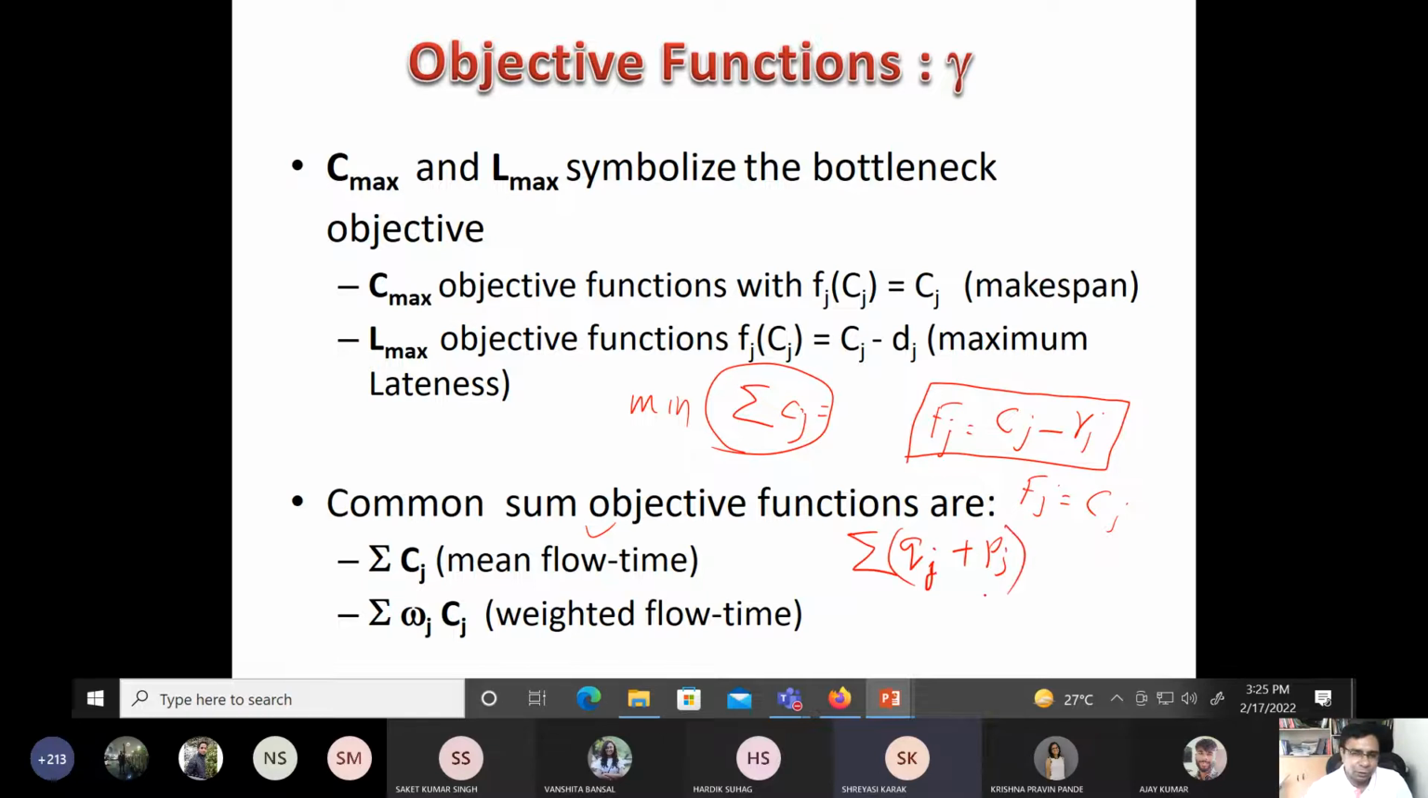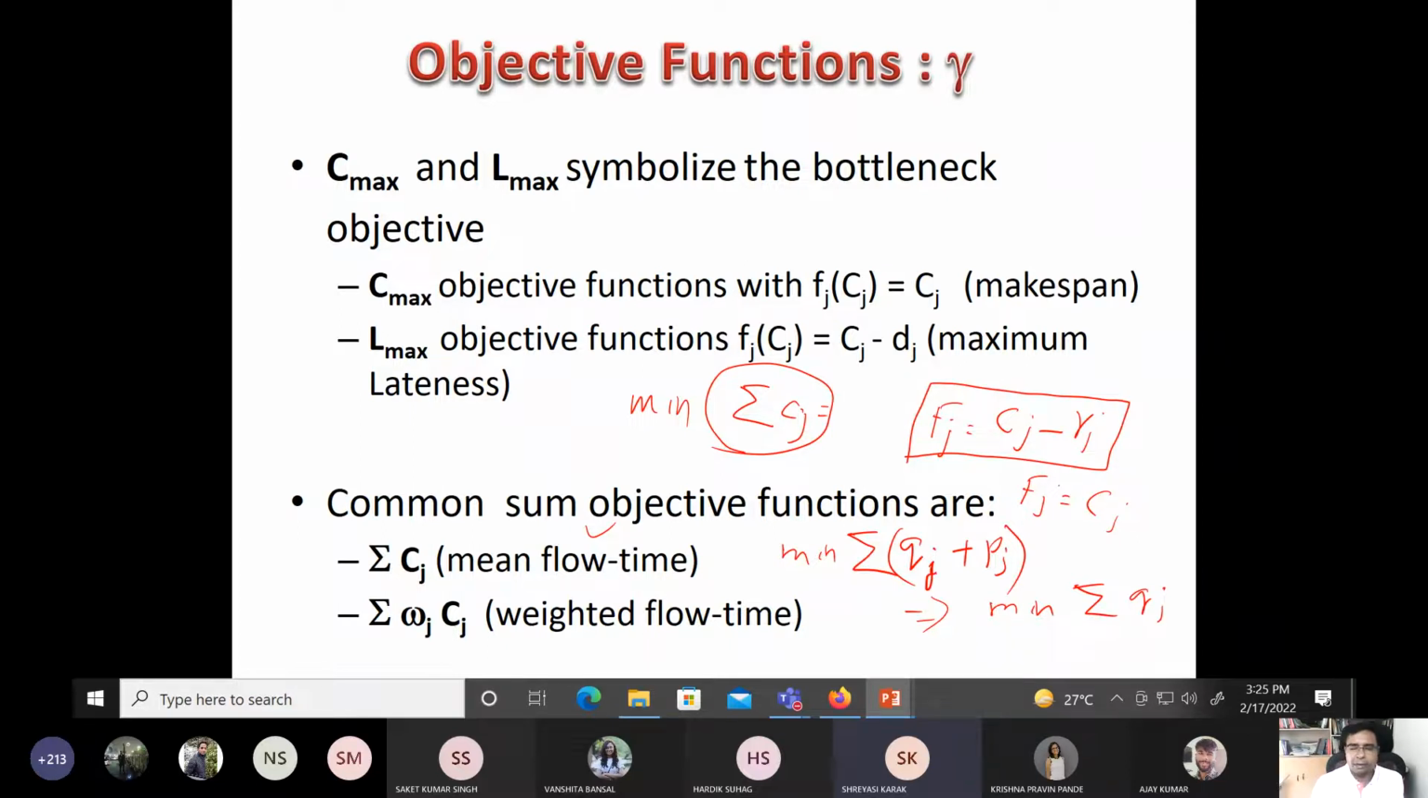Queuing time plus Pj. So this thing is the same as this one. And anyhow, if you execute all the tasks on the system, then this is the same as minimization of the summation of Qj, the queuing time. It is the total waiting time.